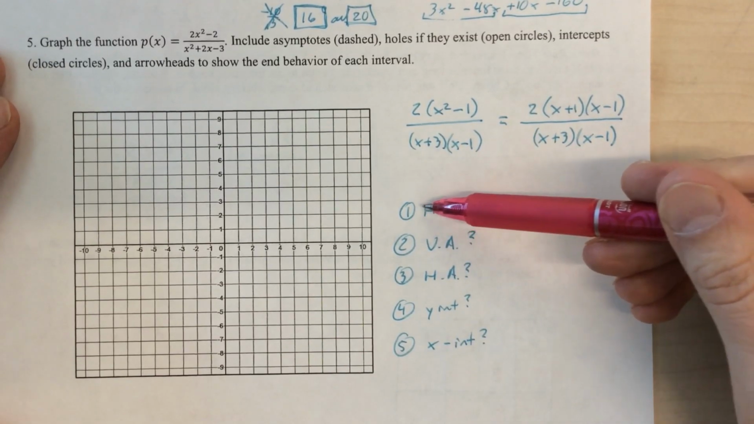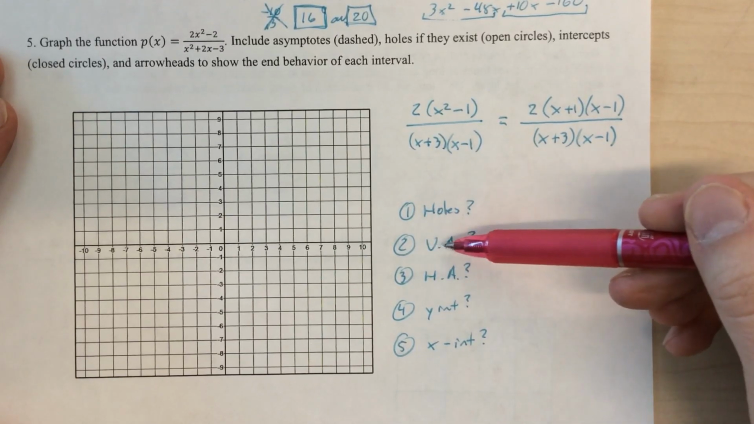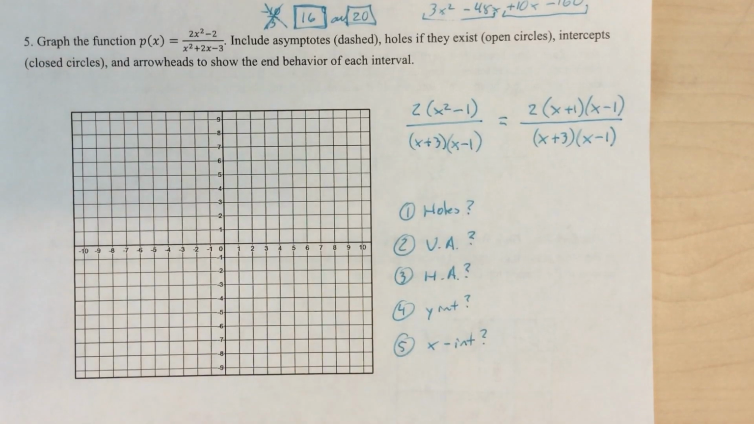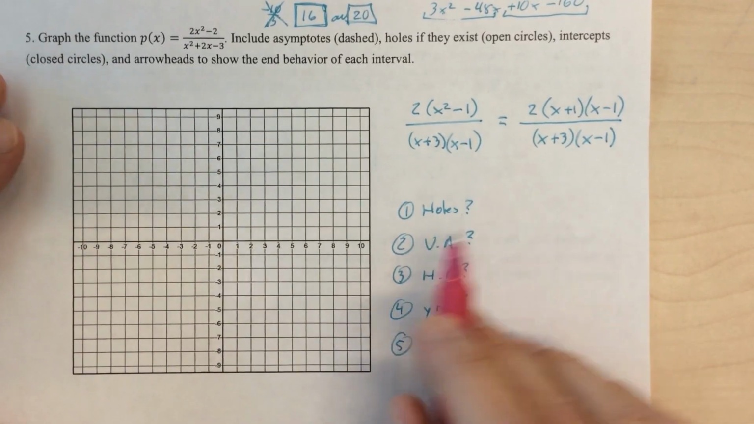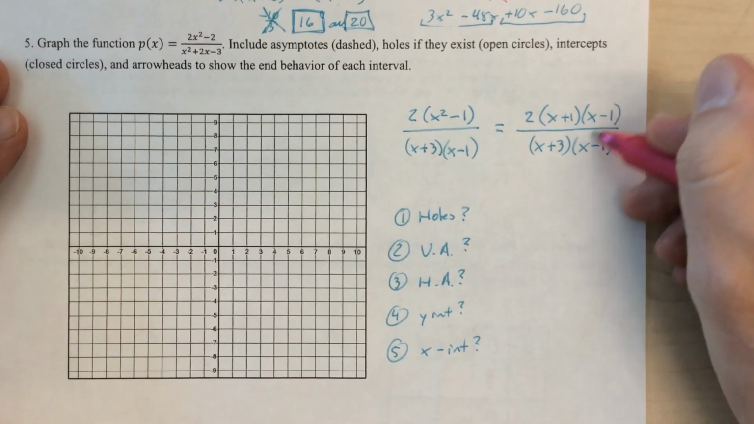Number one, I'm going to look for holes, and two, look for asymptotes. That stuff really comes from the same place, but if you have any holes, you really want to identify that those things are there. All right, a hole is going to happen whenever you have a factor in the numerator and the denominator, which is occurring right here.